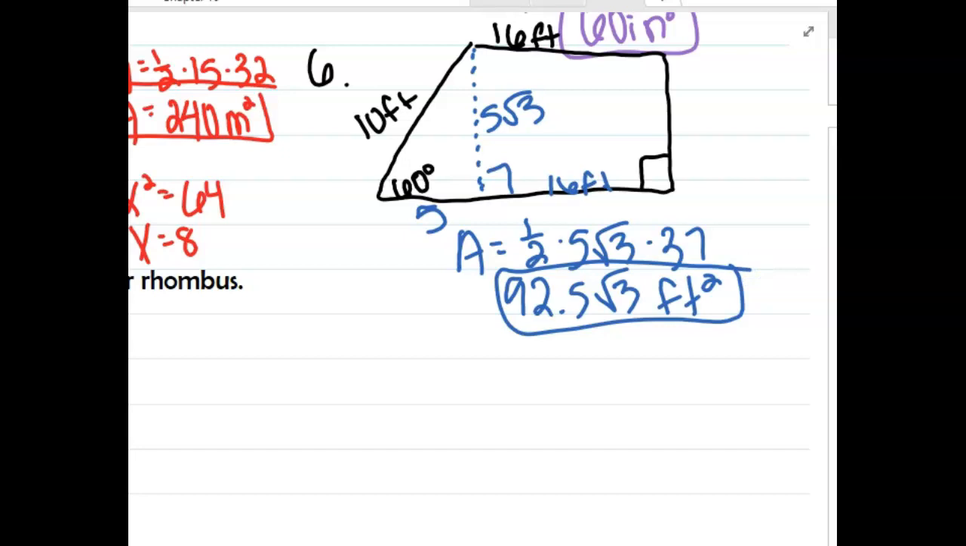The ones in your homework should end up with integer answers in front of the radical, but we just want to leave it in radical form. Okay, questions on the trapezoids?